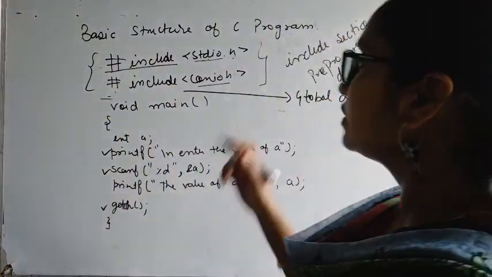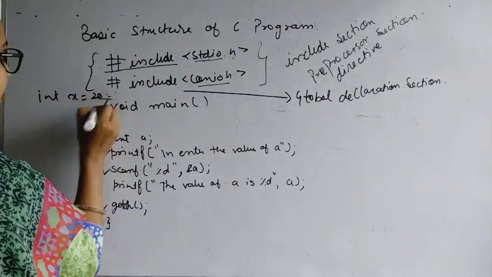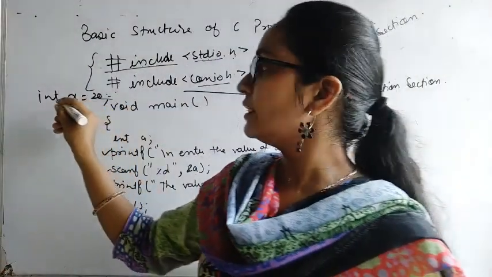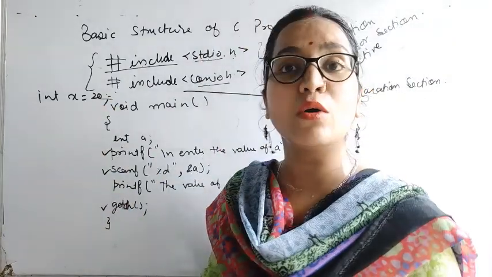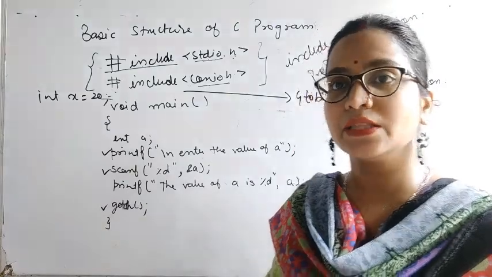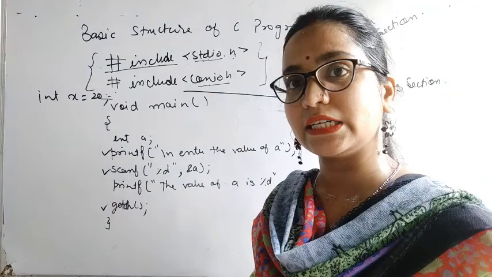For example, if you want to use some variable int x equals 20 throughout your program, then you have to declare this variable over here. So the variable x will be used throughout the different functions which we will define in your program. Thus the global declaration section comes after the preprocessor directives.